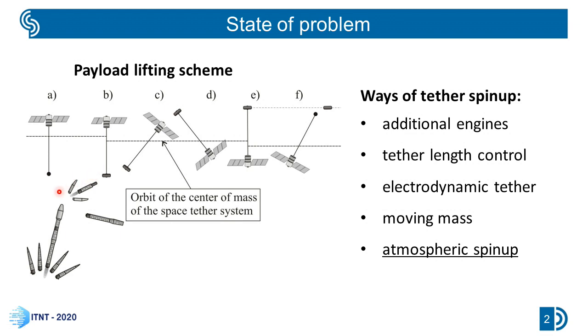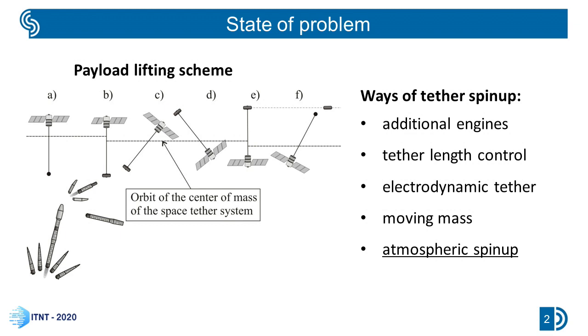In the framework of the scheme considered in the article, the payload is lifted to a low orbit by a light rocket. There it docks to the lower end of the space tether system. Then the payload is raised by the system to a higher target orbit, where it undocks and continues its free orbital flight. As a result of the maneuver, the orbit of the space tether system is lowered, but this problem can be solved, for example, by using electrodynamic tethers.